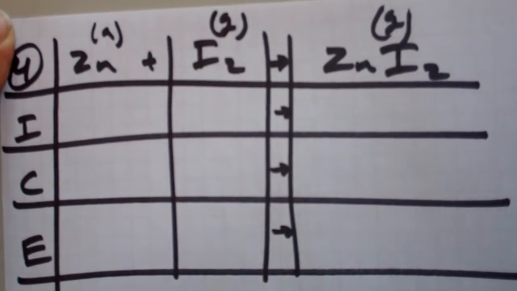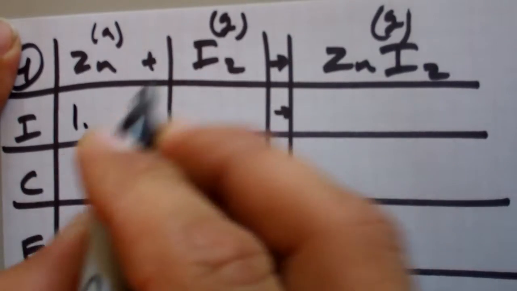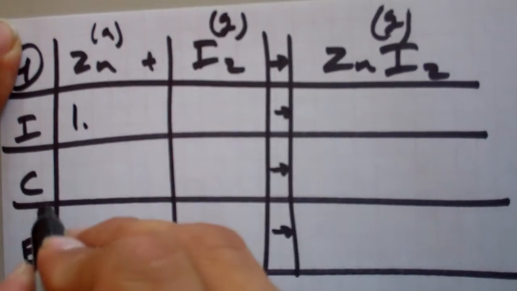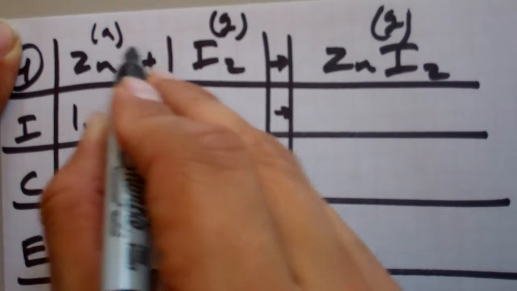Okay, here's number 4, kids. Now, I gave you some data, and this is an ICE chart, and ICE stands for initial, change, and end. So starting, what happens, and then what do you have when the dust clears? And these are all in grams.